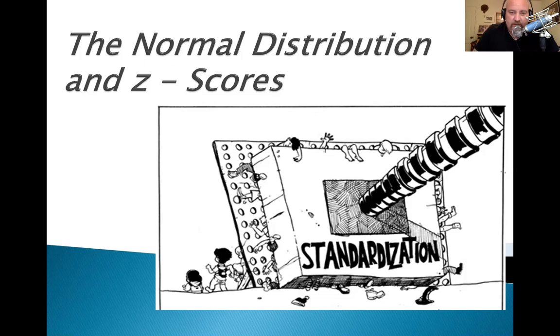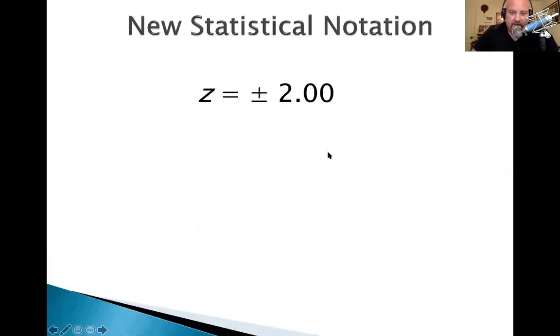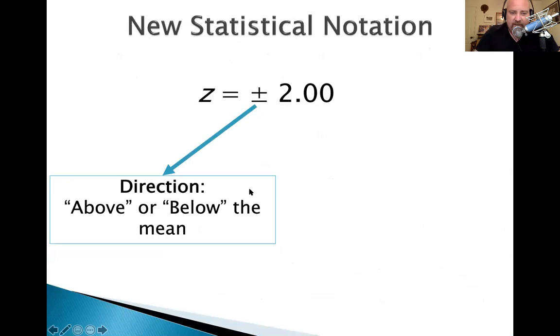Okay, so a Z score, another name for them, like I said, is a standardized score. Let's look at some notation first. Our new stat notation here really has two parts. On the screen where it says Z equals plus and minus 2, there are really two things to focus on within this plus and minus 2. The first thing you want to focus on is the plus and minus symbol.